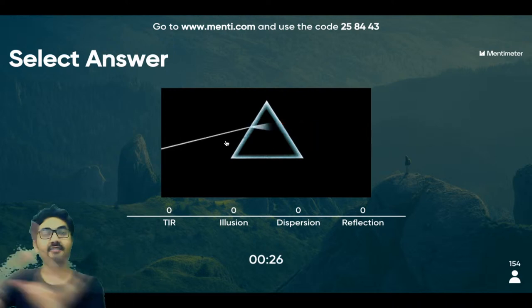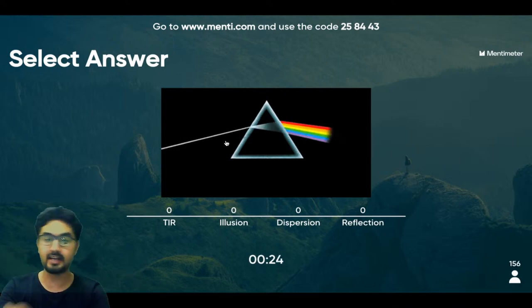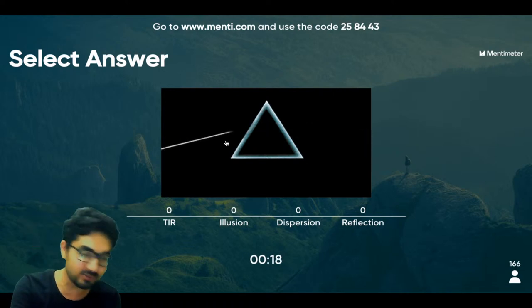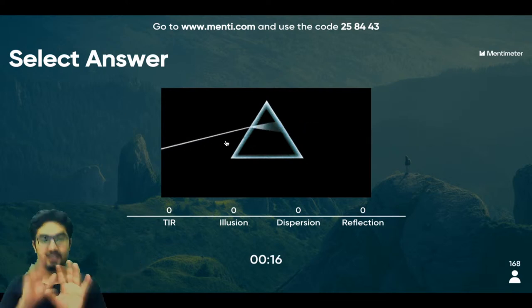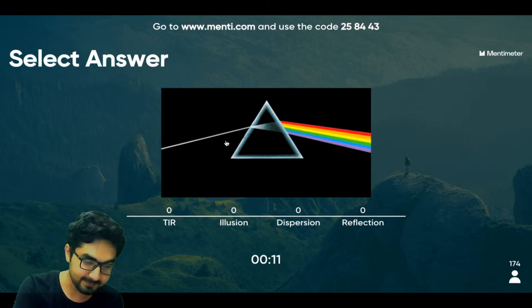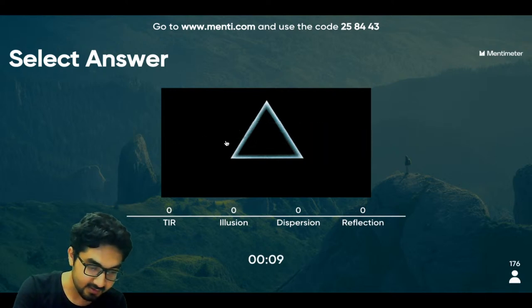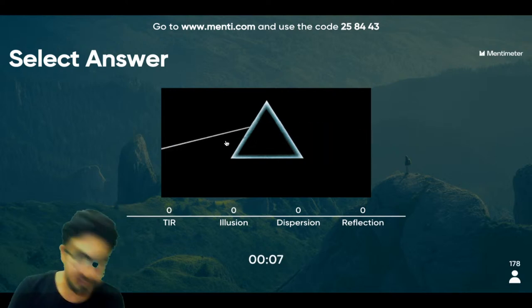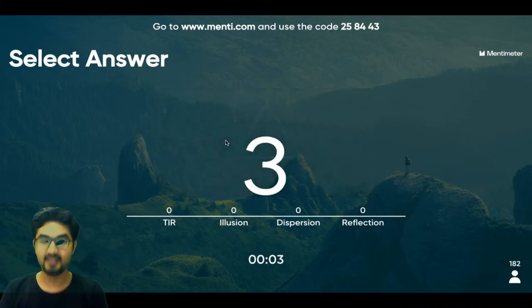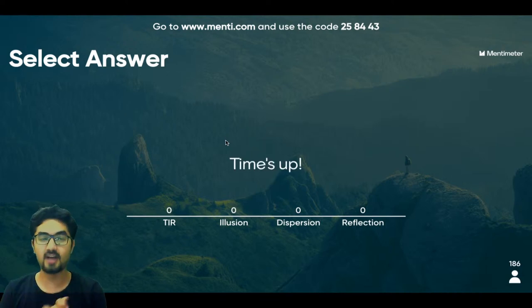So isi tarha se we'll be doing some other GIFs, and you have to tell me what does this GIF represent. You have another 22 seconds to go. You have another 20 seconds to go. You have to simply tell me what does this GIF denote or represent. Tell me. Perfect. Please don't write the answers in the comment section. That's not a super cool thing to do. 3, 2, 1. And the time's up.